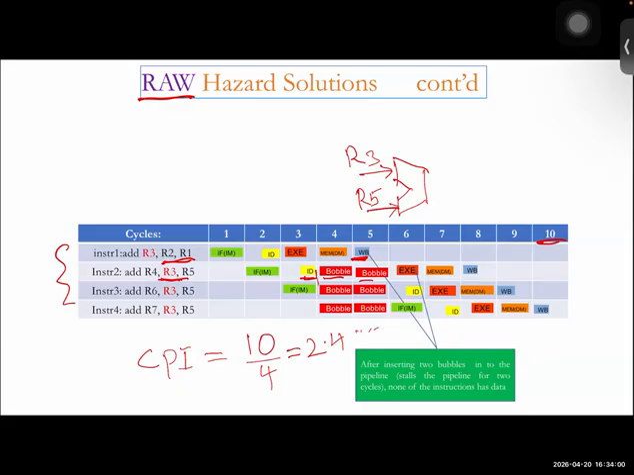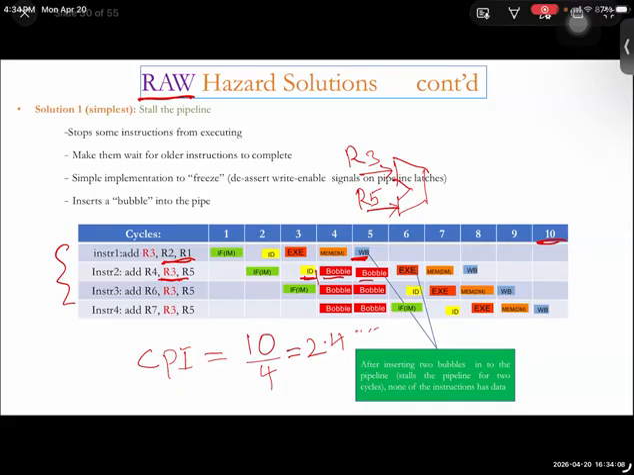So this is the first solution, which we call stall the pipe. This is the first solution, and it is the simplest solution for data hazards as well as for control hazards also.